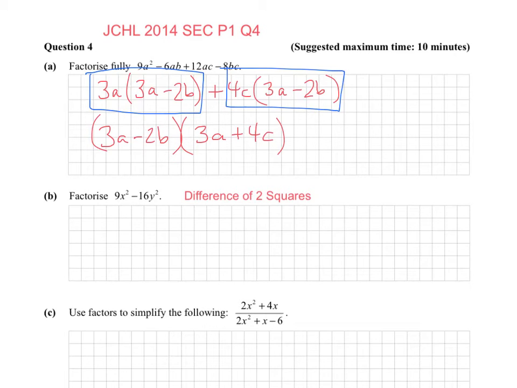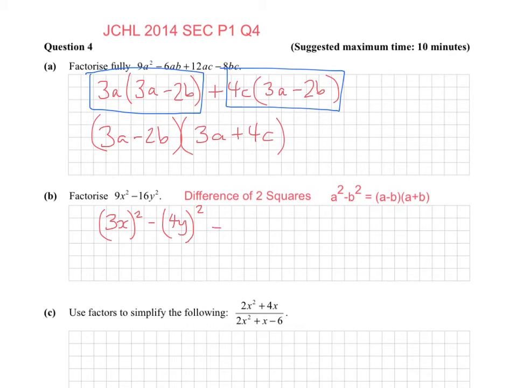So difference means subtraction, and I'm subtracting one square from another square, giving the two squares. So 9x squared, we should realise that that's 3x all squared, and the minus 16y squared, well 16 again is a square number, and we have 4y all squared. Now, difference of two squares, the key rule is a squared minus b squared is equal to the product of a minus b times a plus b. So in this instance, I suppose my a is 3x and my b is 4y.